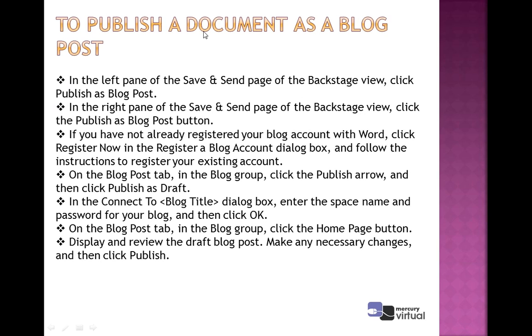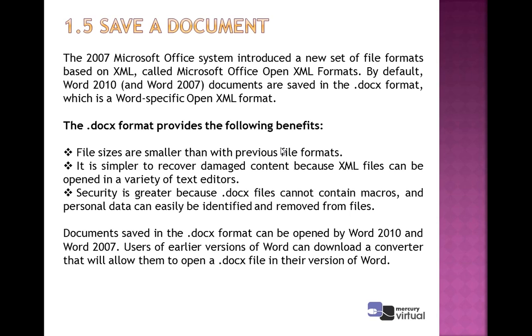Next is how to publish a document as a blog post. In the same way which I told you, in the left pane of the save and send page of the Backstage view, click publish as blog post. In the right pane, click on the publish as blog post button. If you're not already registered, register on the same page which I told you, how to register, how to blog and so on, so on, so on.